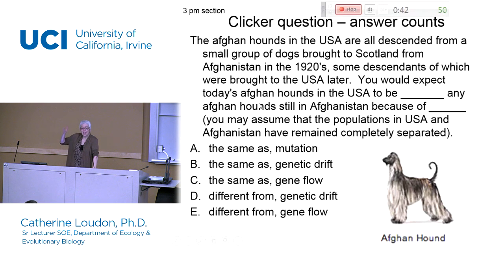How would you expect today's Afghan hounds in the US to be related to the Afghan hounds still in Afghanistan? Would you expect them to be the same as or different from? And because of what? Would you expect them to be the same as Afghan hounds still in Afghanistan because of mutation, the same because of genetic drift, etc.? You may assume populations in the US and Afghanistan have remained completely separated since the small group of dogs was brought to Scotland. Okay? You should be chatting with your neighbor, compare notes, click in.